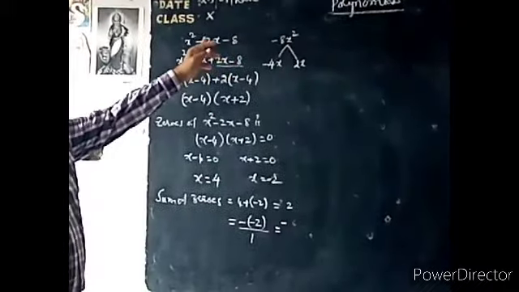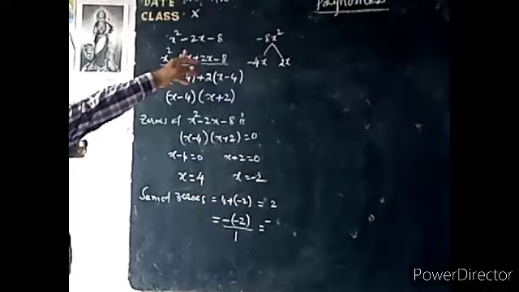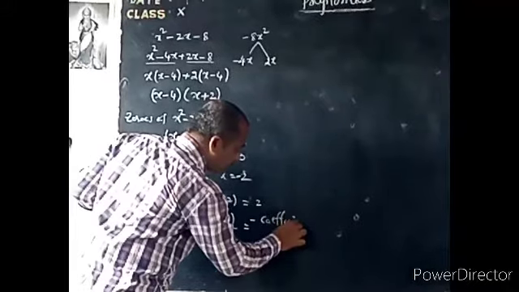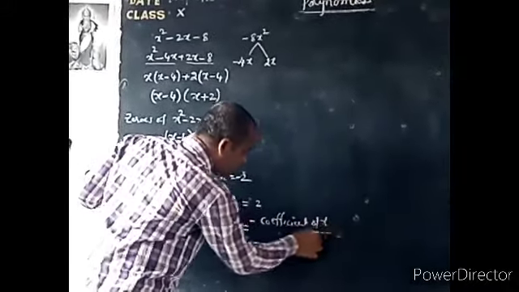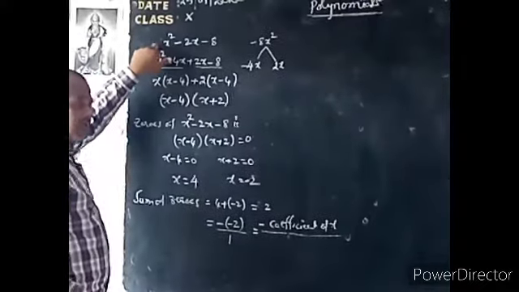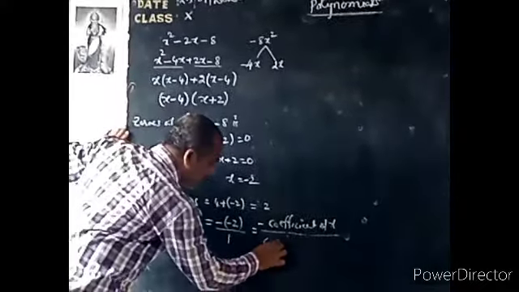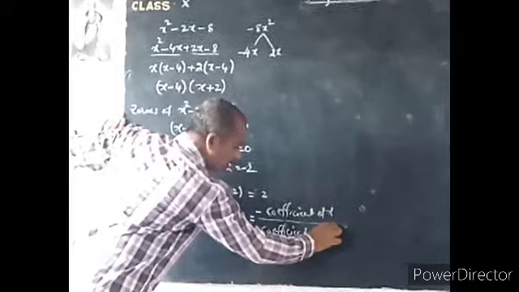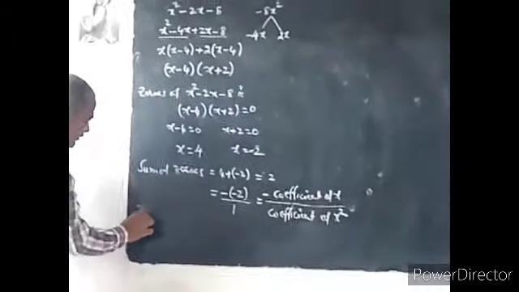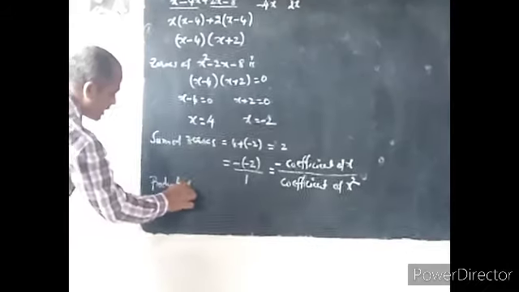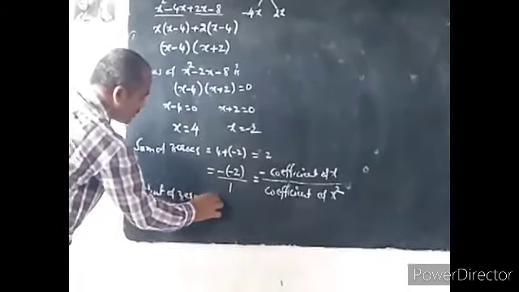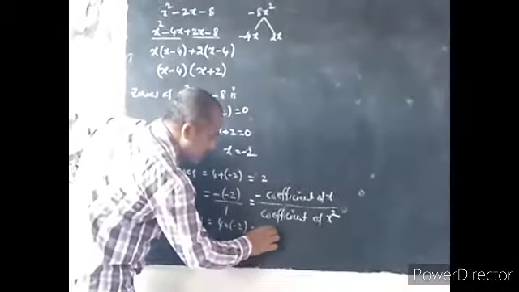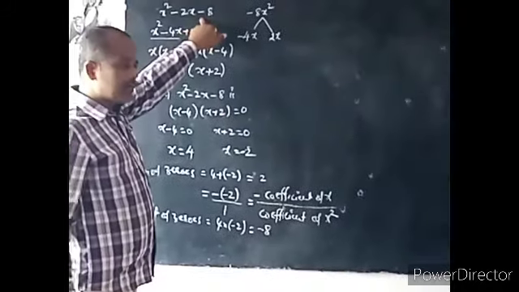From the polynomial, minus 2. Which coefficient is that? Coefficient of x. Coefficient of x by coefficient of x square. In the same manner, product of zeros. Now next, what is the product of zeros? 4 into minus 2, that is minus 8. In the column, minus 8 only exists.